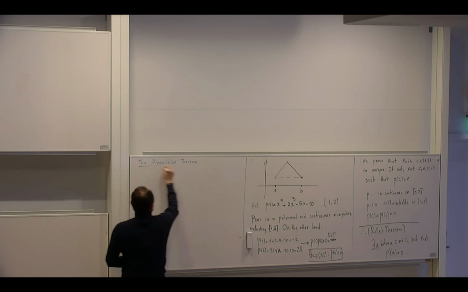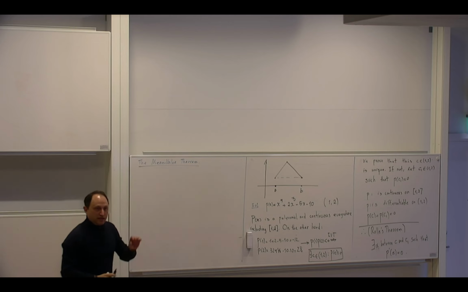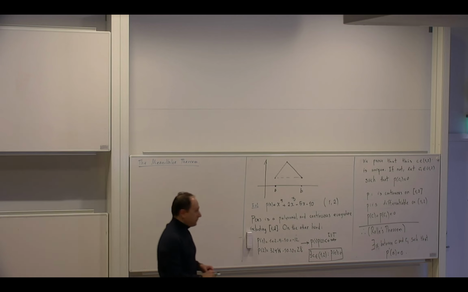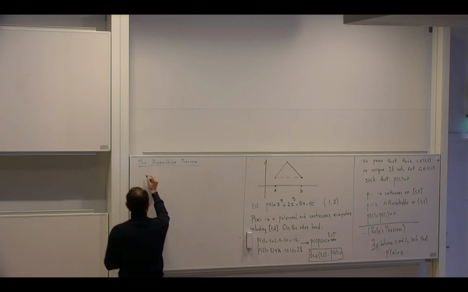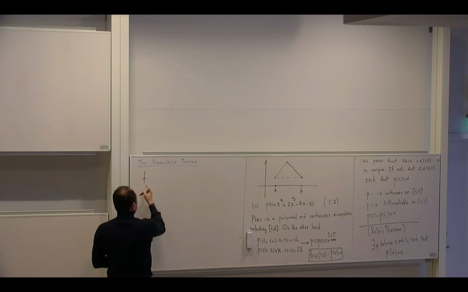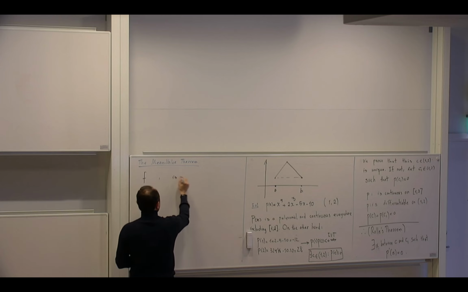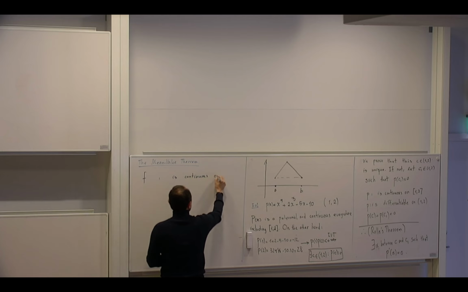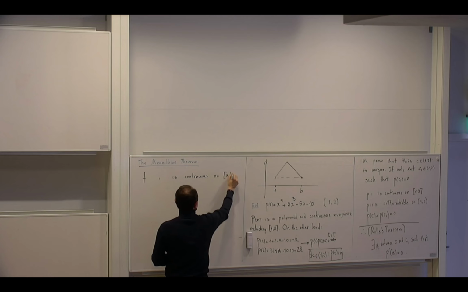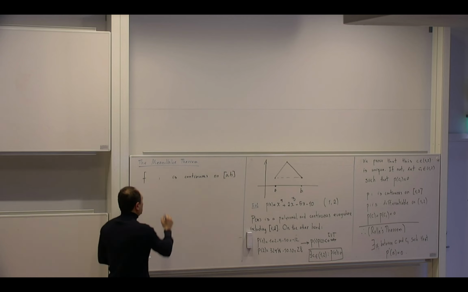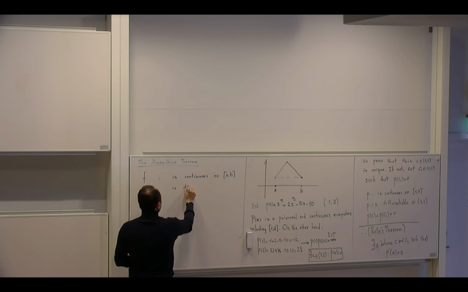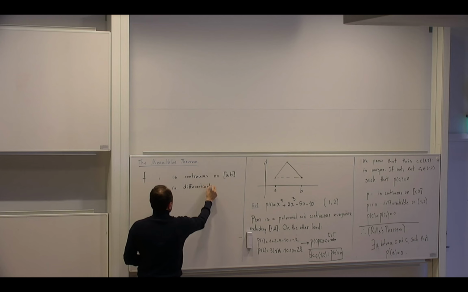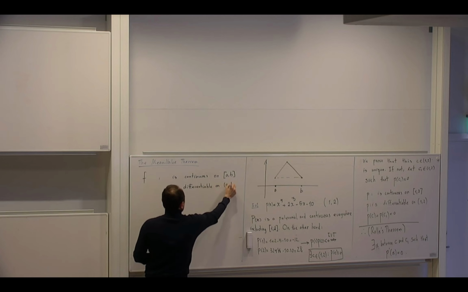Okay, the first two conditions are exactly identical to Rolle's theorem. So I have a function f. About this function I know two things. I know it's continuous on the closed interval [a, b], and differentiable on (a, b). Okay?